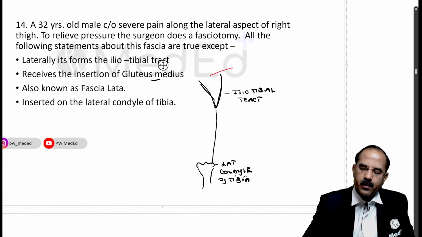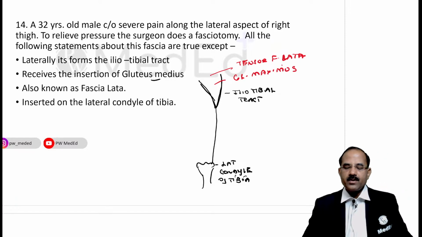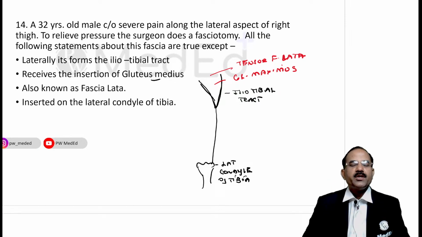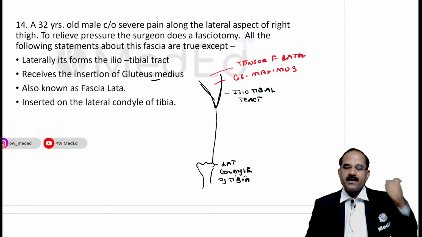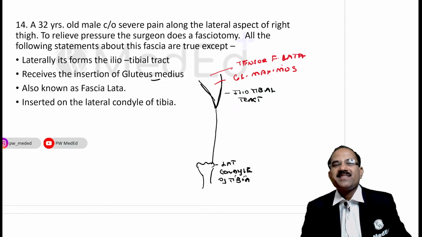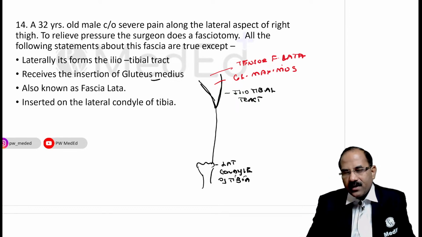There are two muscles. One is tensor fascia lata, and the second one is the gluteus maximus. So who's inserted into the iliotibial tract, students? There are two muscles inserted into the iliotibial tract. One is the tensor fascia lata, the muscle, and the second one is the gluteus maximus. So clear?